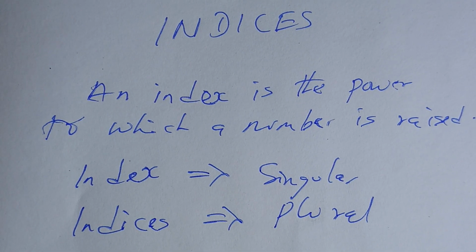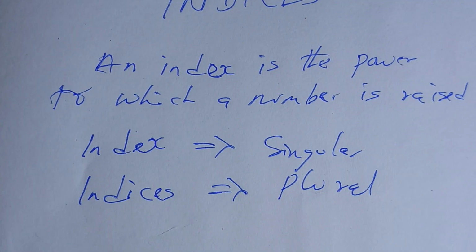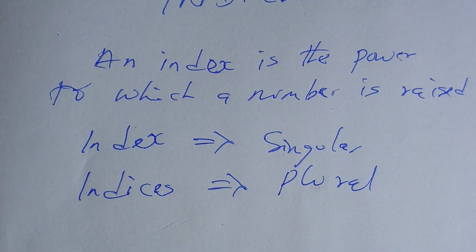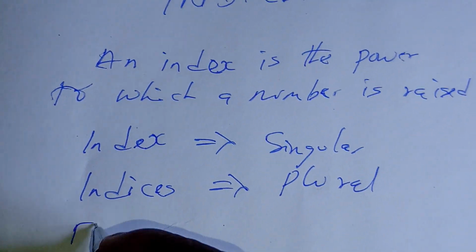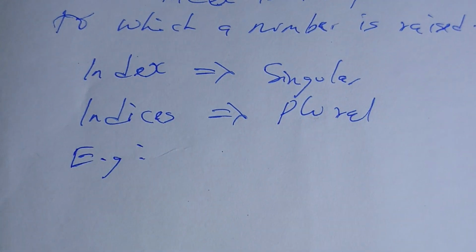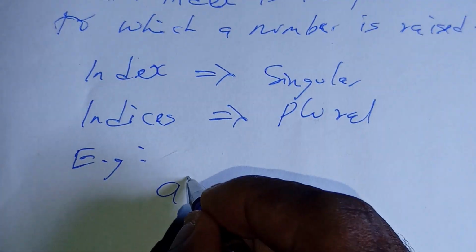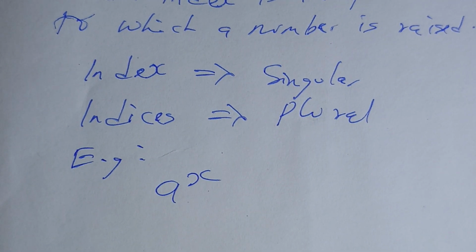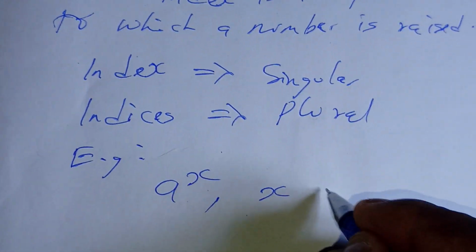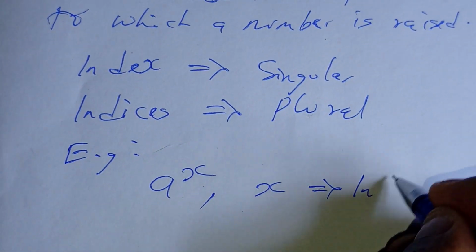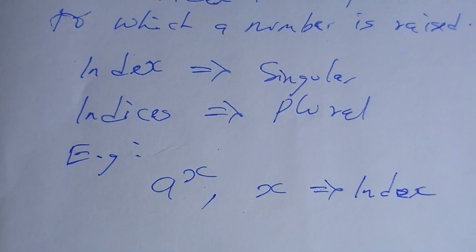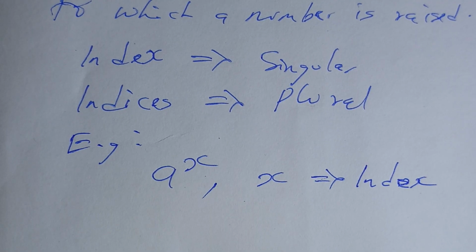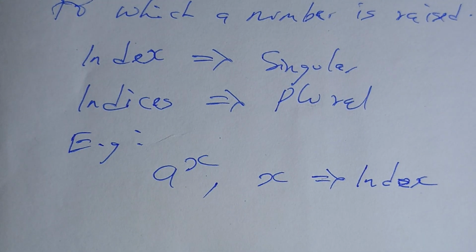An index is the power to which a number is raised. The powers are called index for singular, and then indices for plural. For example, if we have a raised to power x, then x is the index. That's what it means. x is the index. If we have multiple of them, then they are called indices.